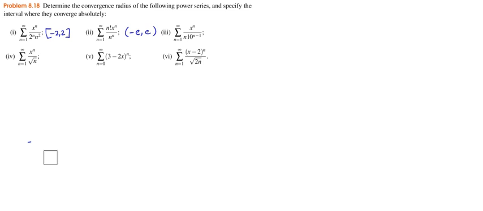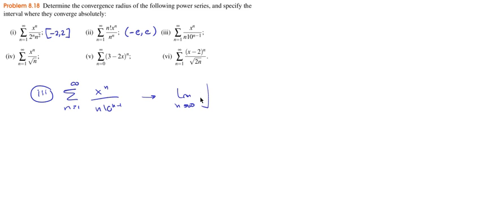Now let's see. For part 3, we have the sum from n equals 1 to infinity of x^n divided by n times 10^(n-1). And again, let's do the root test, why not? So the root test says: the limit when n goes to infinity of the nth root of x^n divided by n times 10^(n-1), right?